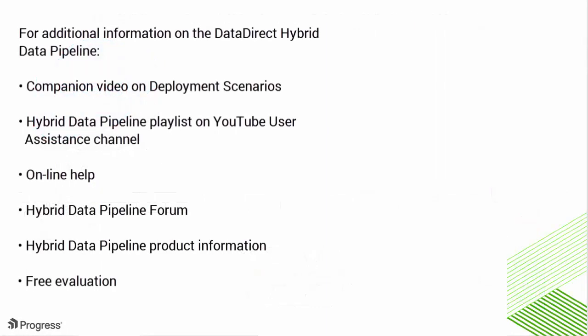As you've seen, DataDirect Hybrid Data Pipeline is a very flexible platform that helps you connect data sources and applications in a variety of ways. This video has reviewed the most common deployment scenarios.